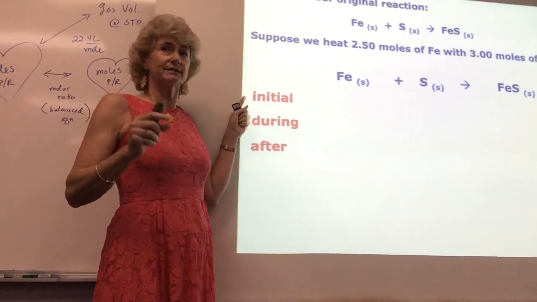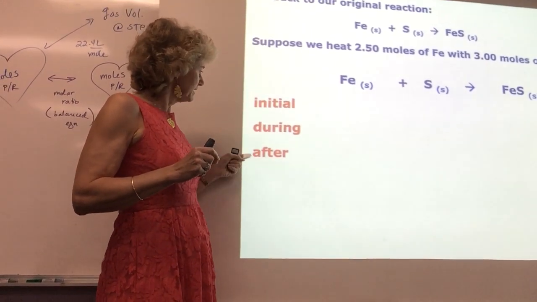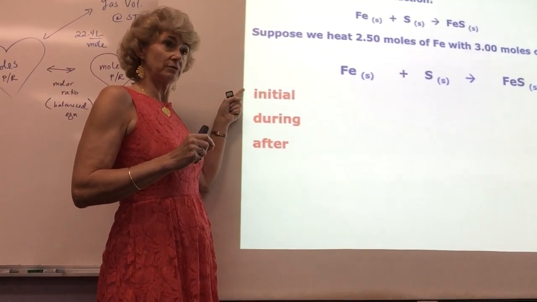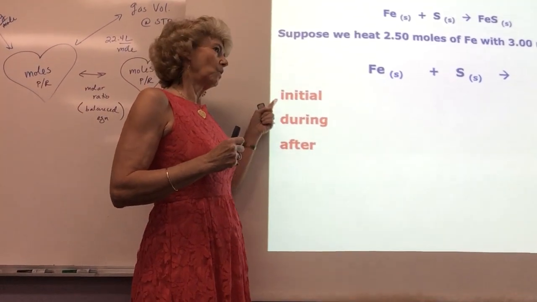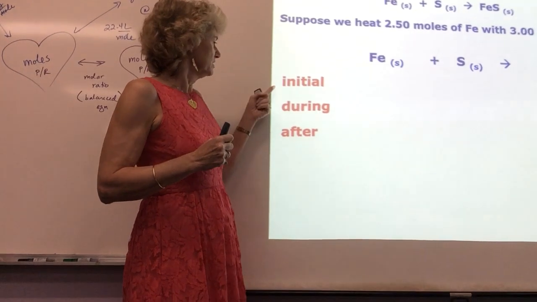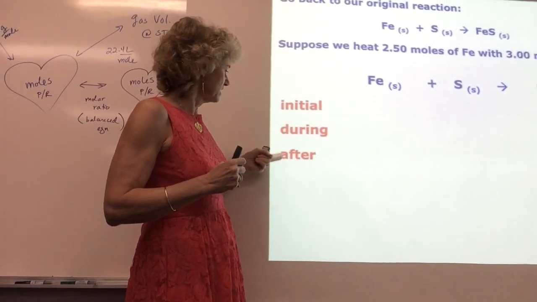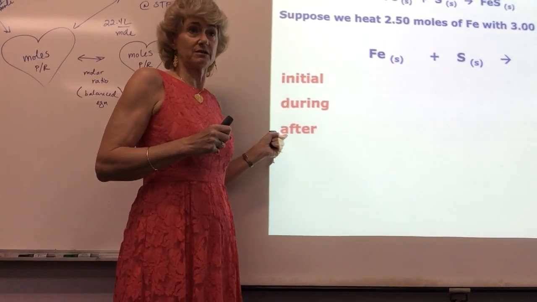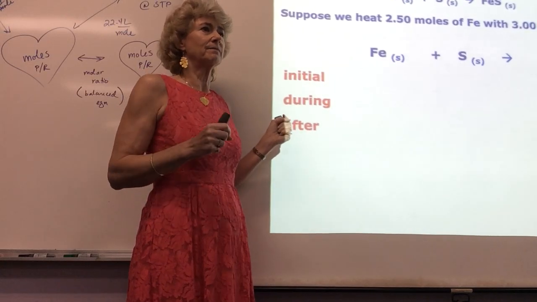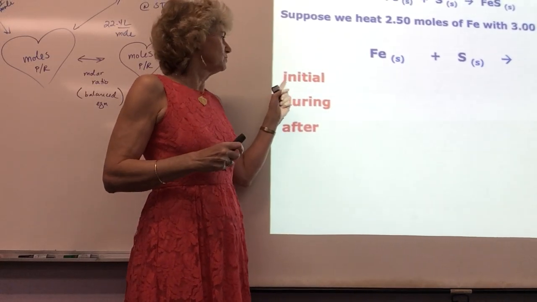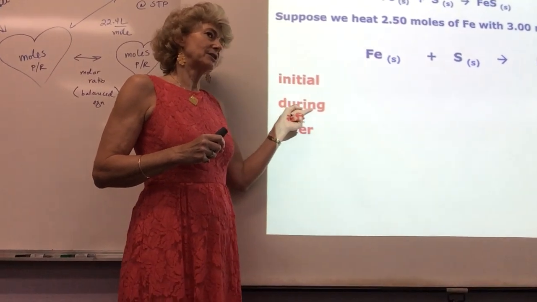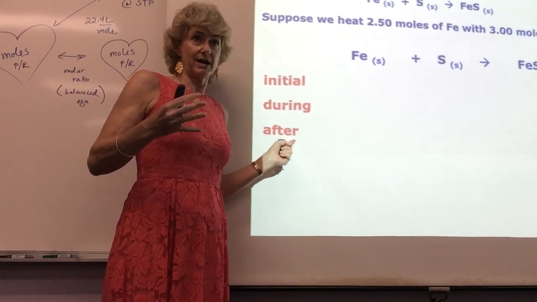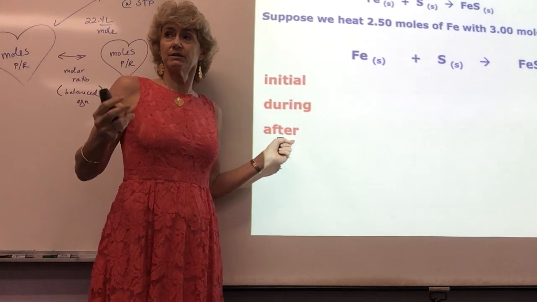It's called variously ICE, or ICE in general chem. If you have friends taking general chem, they call it BCA: before, change, and after. Initial, during, and after. Initial, change, at equilibrium. However you want to call it, ICE, ICA. The whole point is that you put down what you have initially, what happens during the reaction, and then finally, either at the end of the reaction or what we call equilibrium, what the results are.